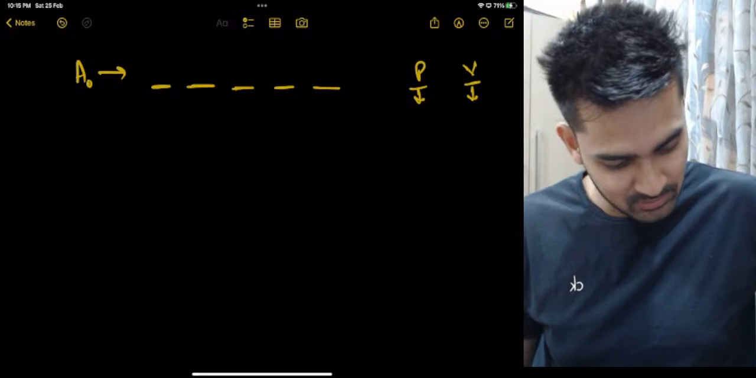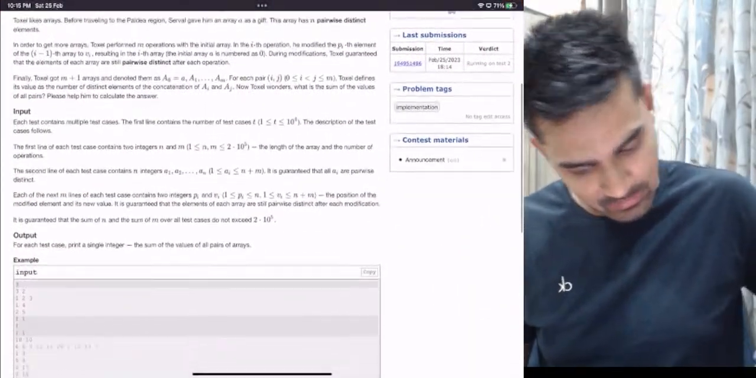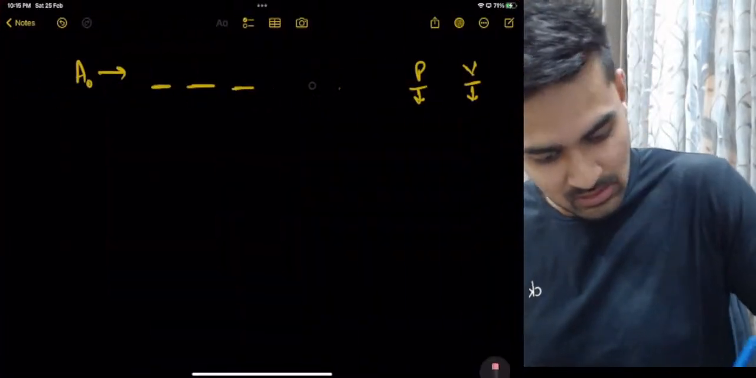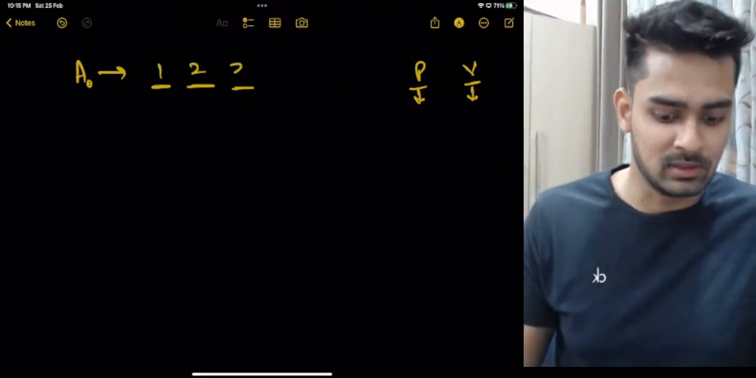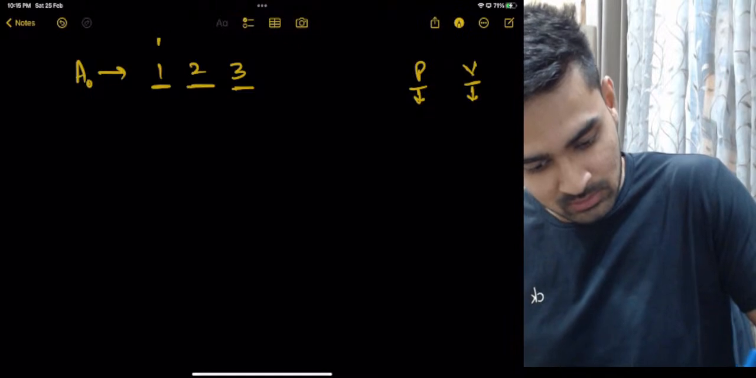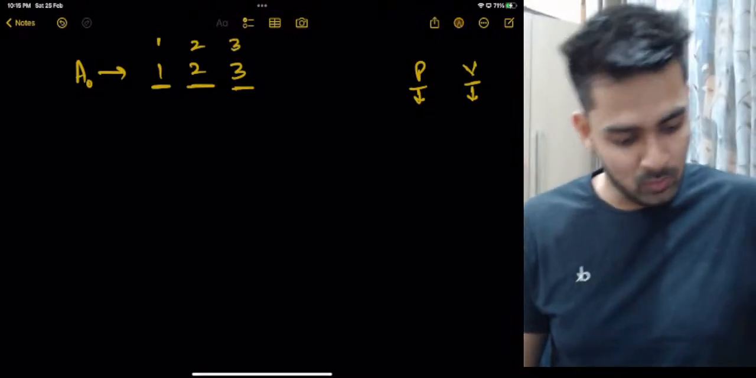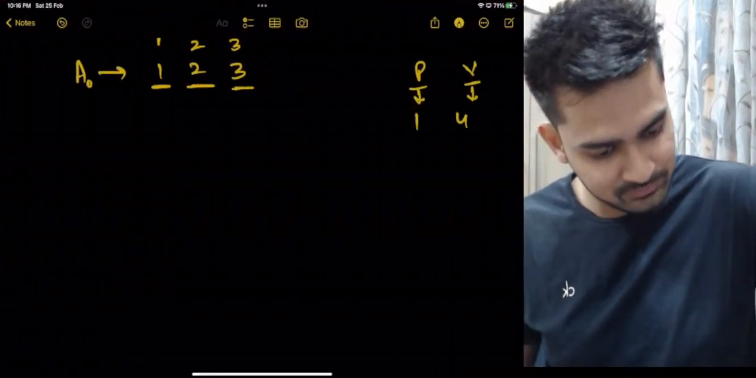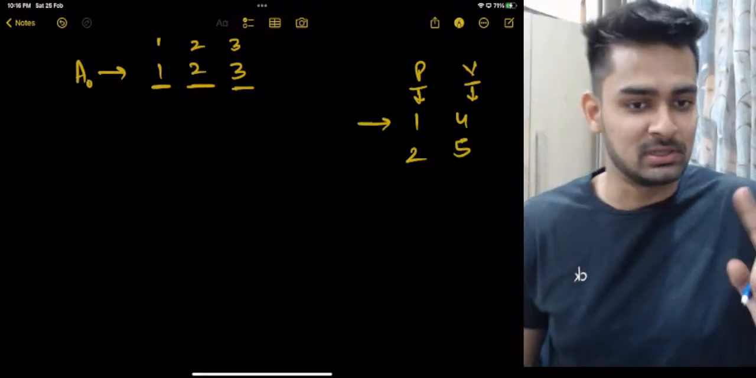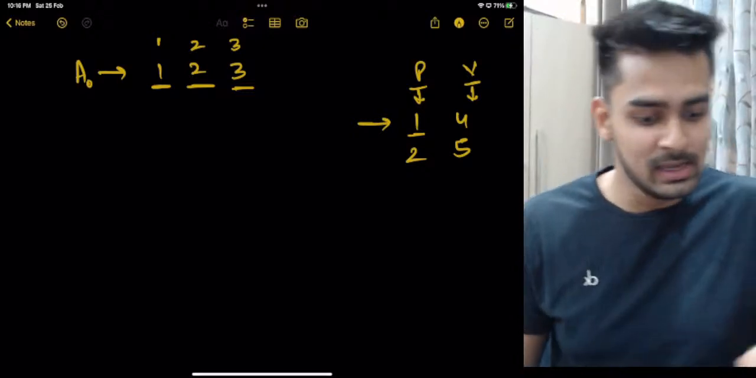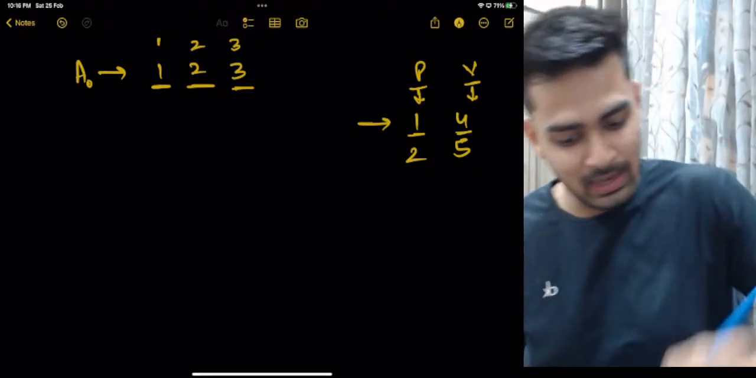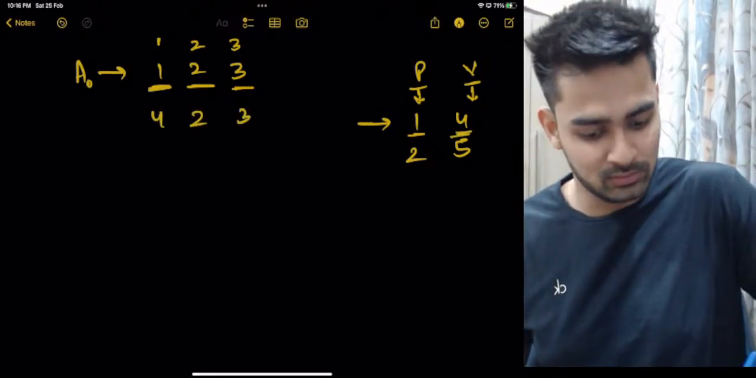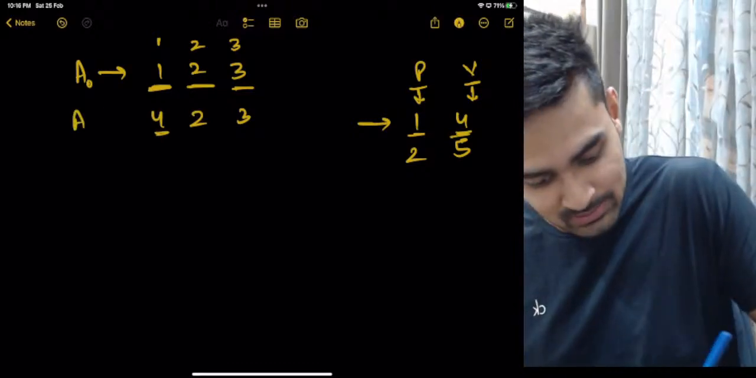Let's take the first example only. The first example has 3 elements, so I have 1, 2, and 3, and the indexes of these are also 1, 2, and 3. Now, what are P and V? P and V are 1, 4 and 2, 5. In my first operation, I have to go to the first index and change the value to 4. So my array becomes 4, 2, 3. I changed the first index to 4, and this array I will call A1.